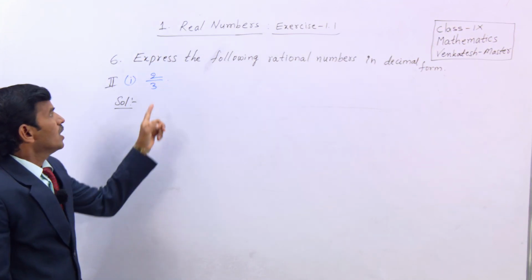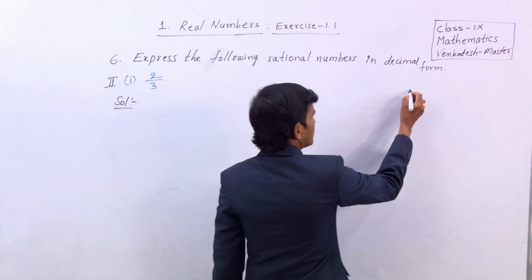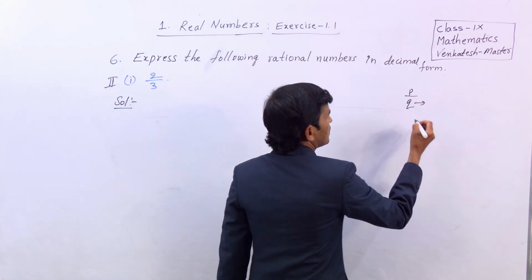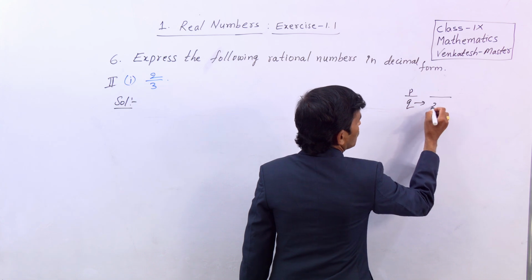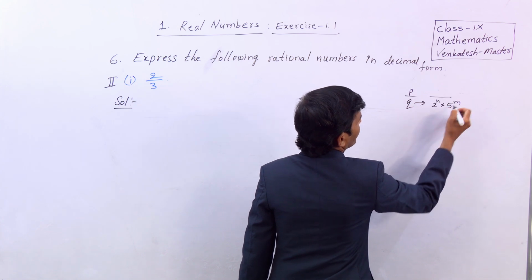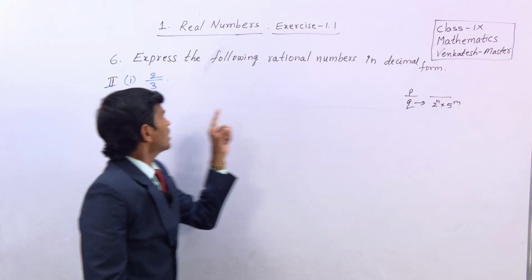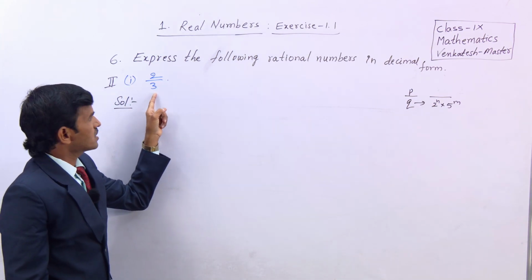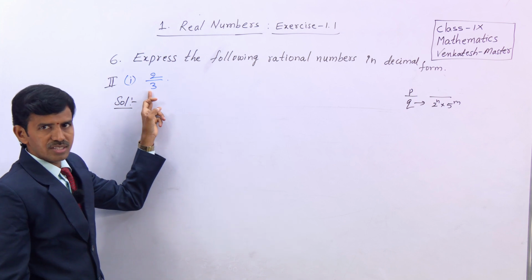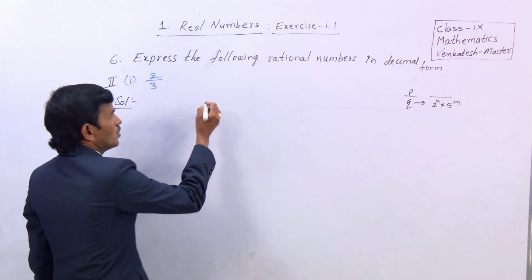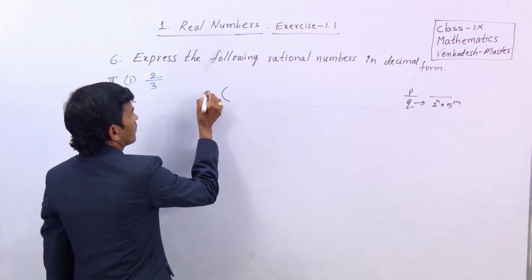Decimal form. If you observe this number which is in the form of p by q, is the denominator in the form of 2 power n into 5 power m? No. It is not a multiple of 2 and 5. There is another number given, so we have to go for direct division.